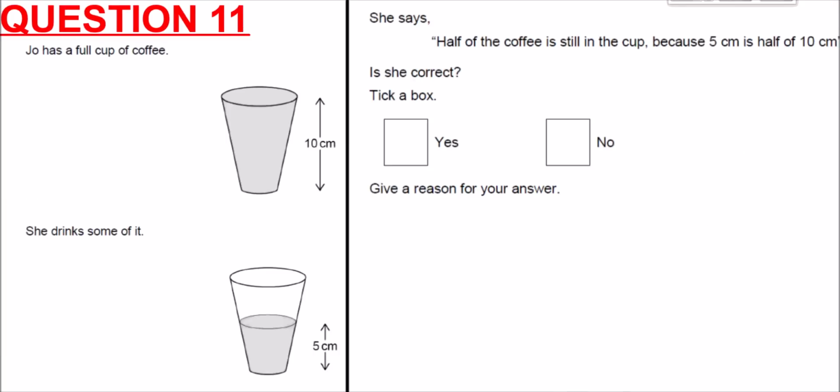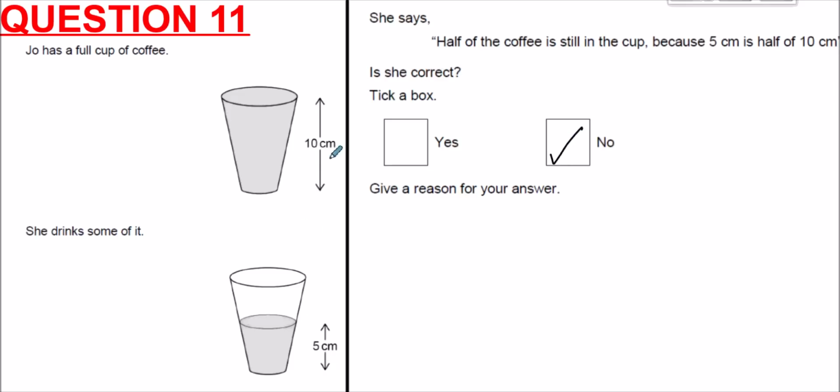Question 11. Joe has a full cup of coffee and she drinks some of it. So it was 10 centimetres full all the way to the top. It's now gone down to 5. Joe says half of the coffee is still in the cup because 5 centimetres is half of 10 centimetres. Is she correct? I'm going to put it simply, she definitely isn't.